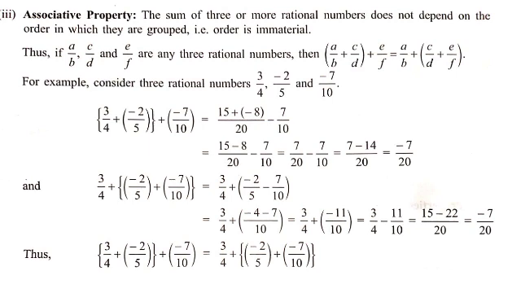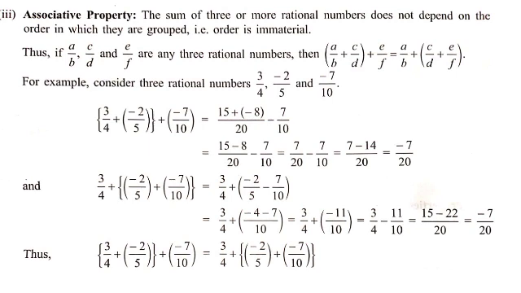Now let's do it in another order, as the associative property says. Here 3 by 4 plus bracket minus 2 by 5 plus minus 7 by 10 bracket close. Here, as I said before, the sum inside a bracket should be done first. So 3 by 4 plus minus 2 by 5 minus 7 by 10. First I'm doing the case inside the bracket. Here I'm multiplying the plus and minus together. That is, plus into minus is equal to minus.